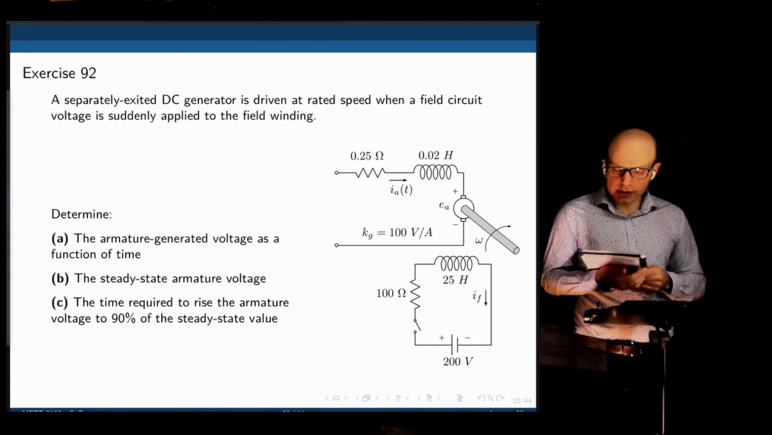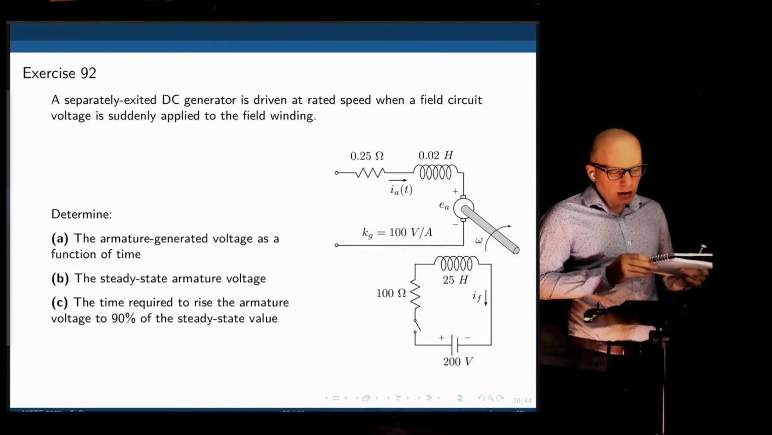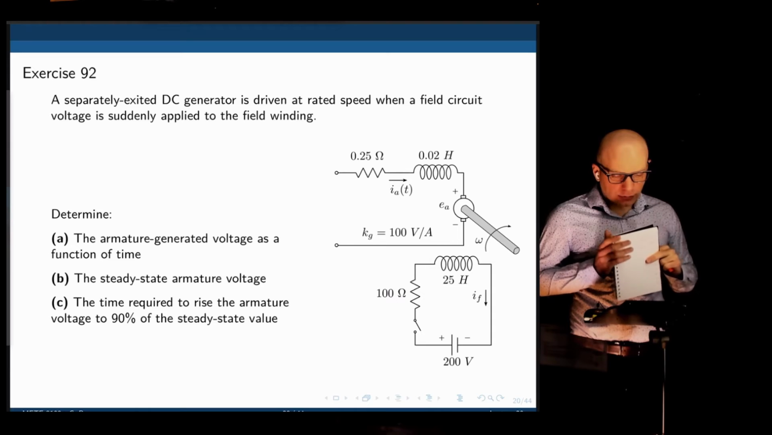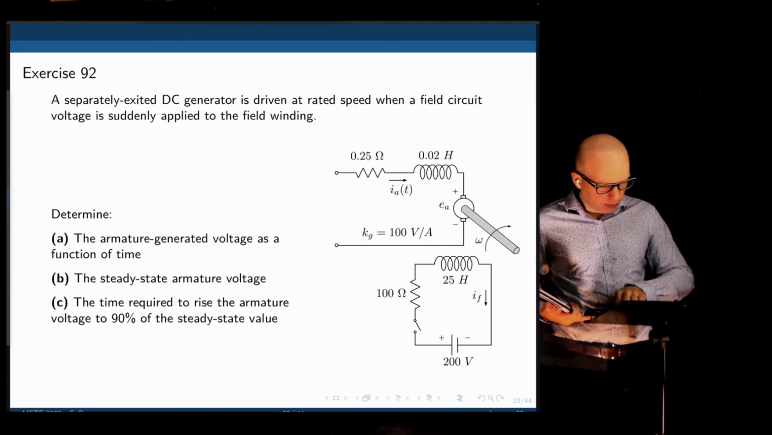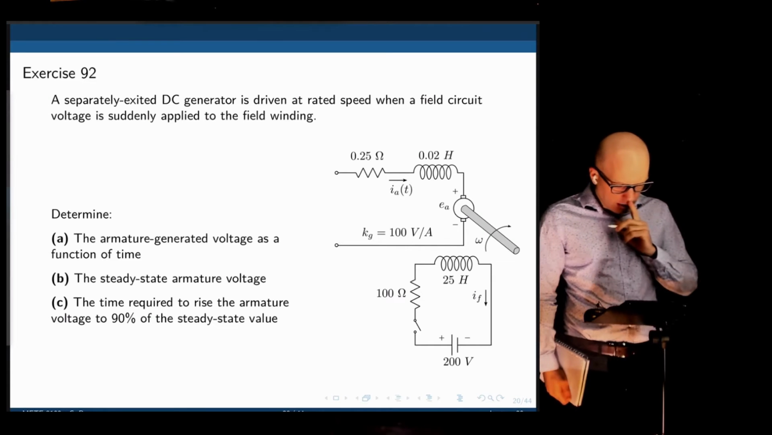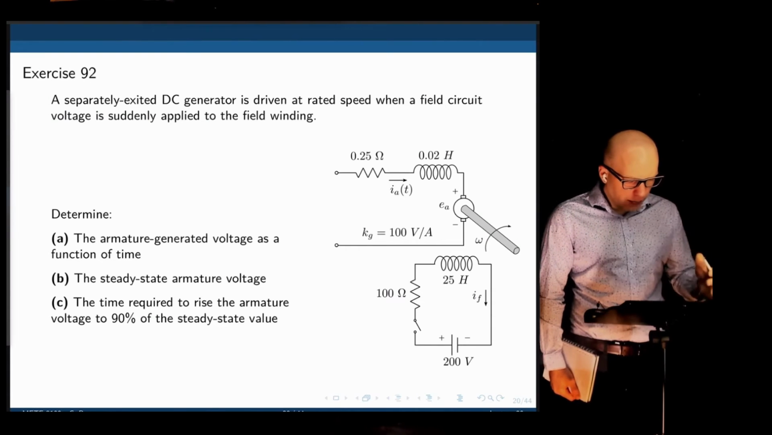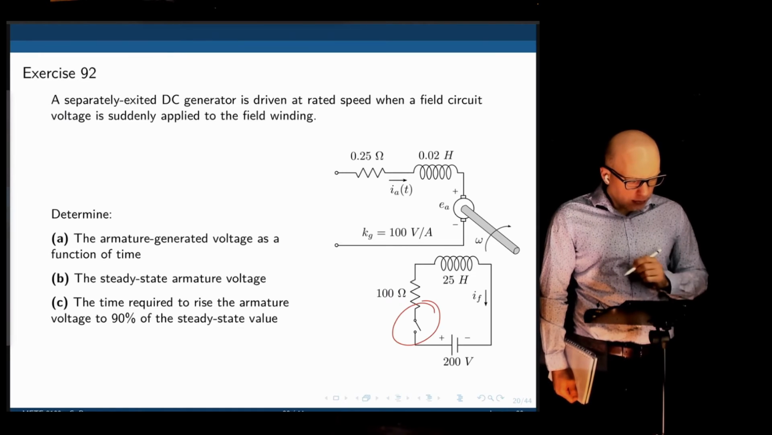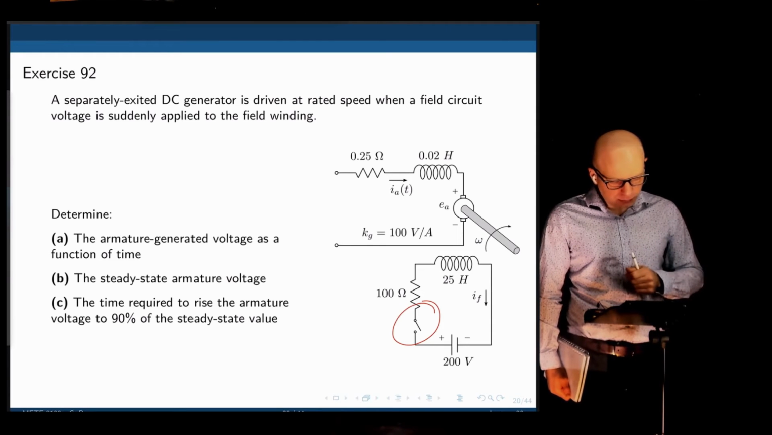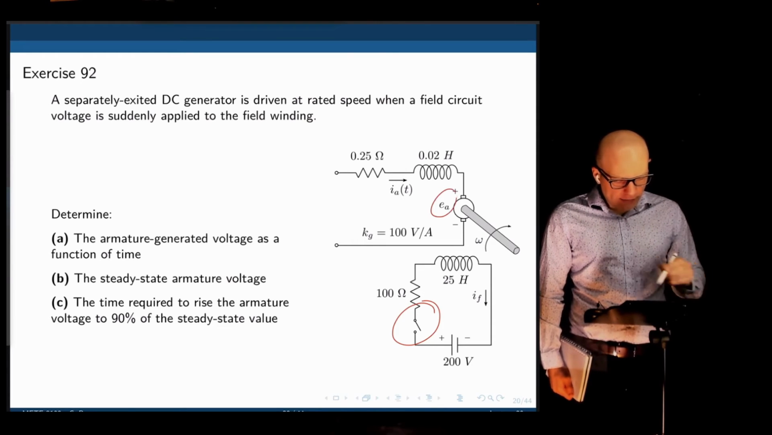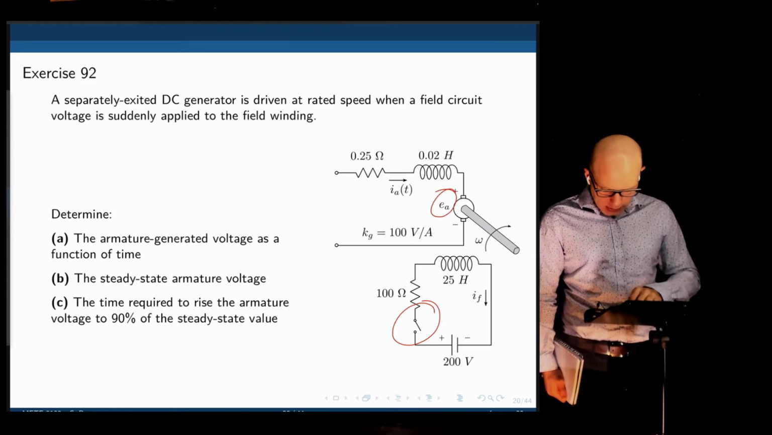Let's start with exercise 92. We have a separately excited DC generator driven at a rated speed when the field circuit voltage is suddenly applied to the field winding. Determine the armature generated voltage as a function of time, the steady state armature voltage, and the time required to raise the armature voltage to 90% of its steady state value. So this operates as a generator running at a constant speed. We close the switch. We want to know the EMF generated here, the equation for it, the steady state value, and how long it will take to reach 90% of the final value.